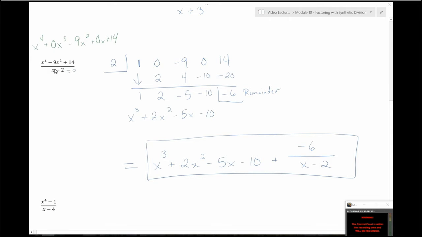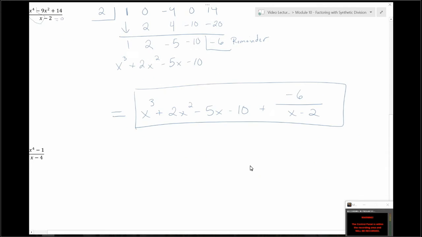So whenever we're dividing, it's easy to see what we're going to get for our quotient, because x to the fourth divided by x is x cubed, and that tells us what this highest exponent is going to be. All right, one more example.